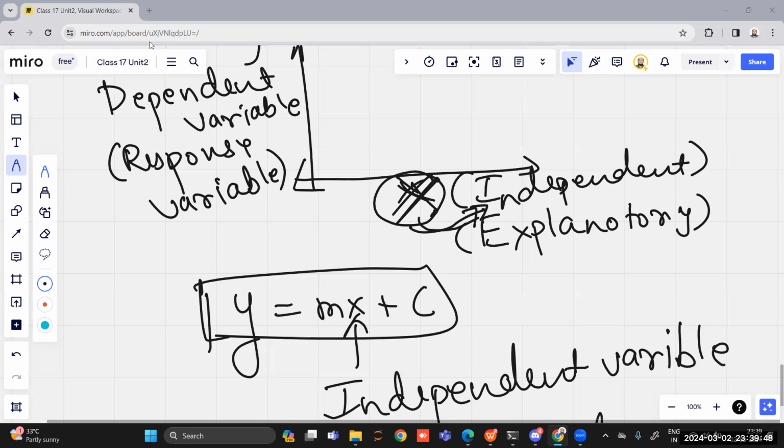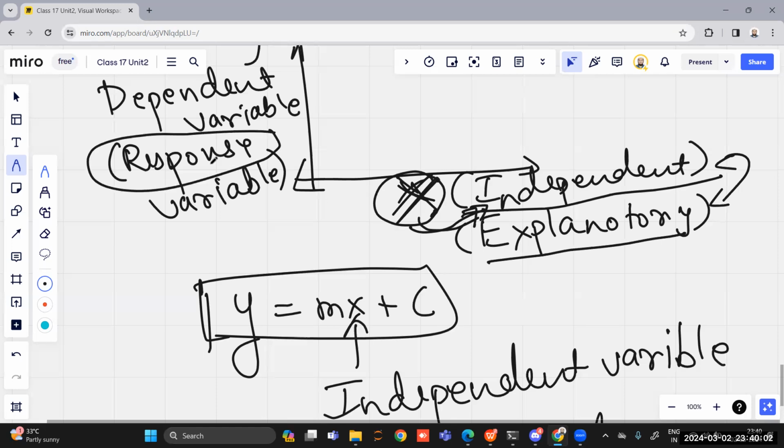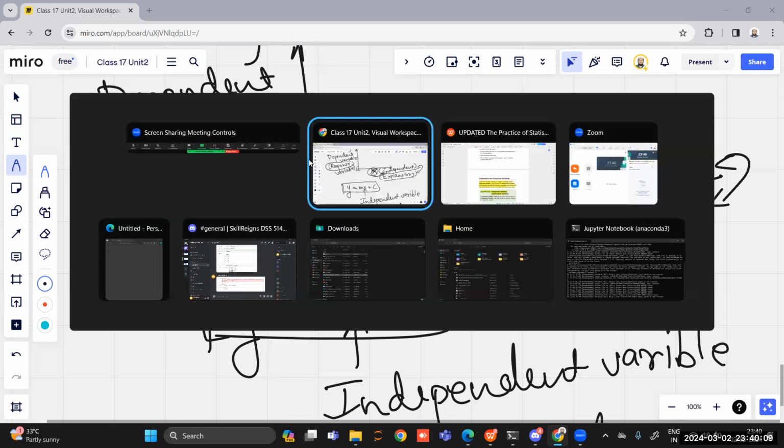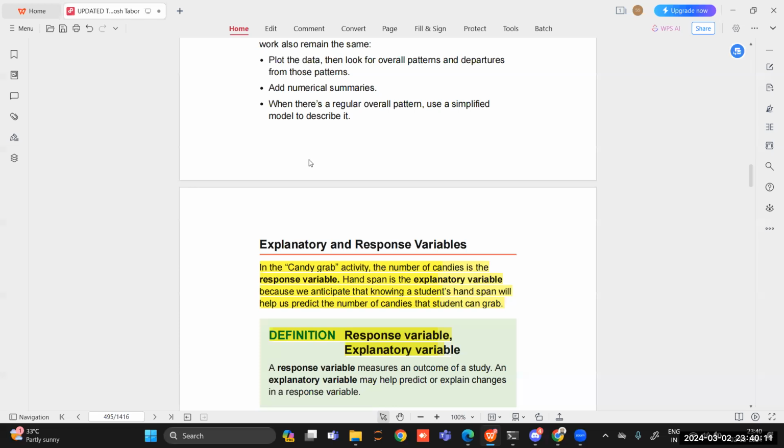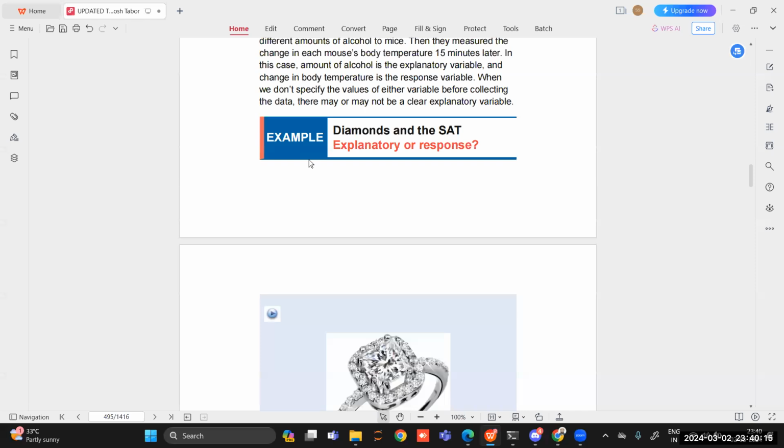Okay, that's good. So the independent variable always comes on the x-axis, and its second name is the explanatory variable, and the other is the response variable. When we enter the value of the explanatory variable, we get the response. Is it clear? Okay. So this is clear, and now we'll go on.